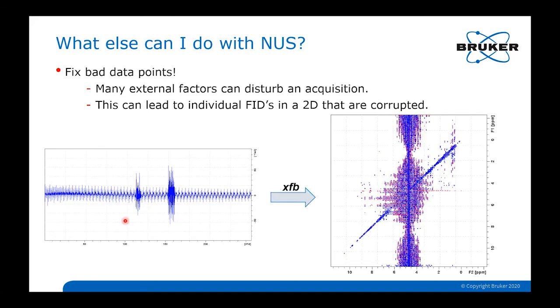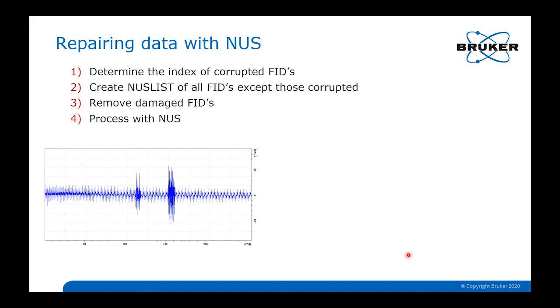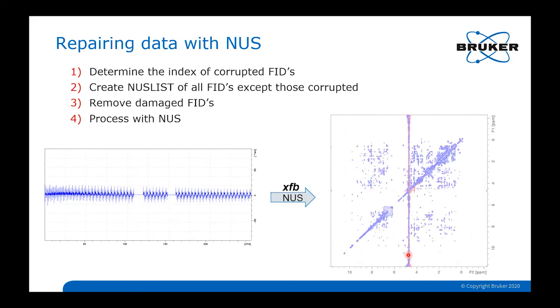If we take something like this with these corrupt FIDs or these huge spikes in our indirect dimension, we're going to get a lot of artifacts in our 2D spectrum if I just do the standard 2D processing. But something I can do with NUS is pretty much just trick the software into thinking that this data set was acquired through NUS, create an NUS list representing all of the good data points, remove the damaged FIDs from our spectrum as if they didn't exist in the first place, and then tell Topspin or whatever processing software you're working with to process the data. It'll do the NUS reconstruction and give you a nice, beautiful spectrum.